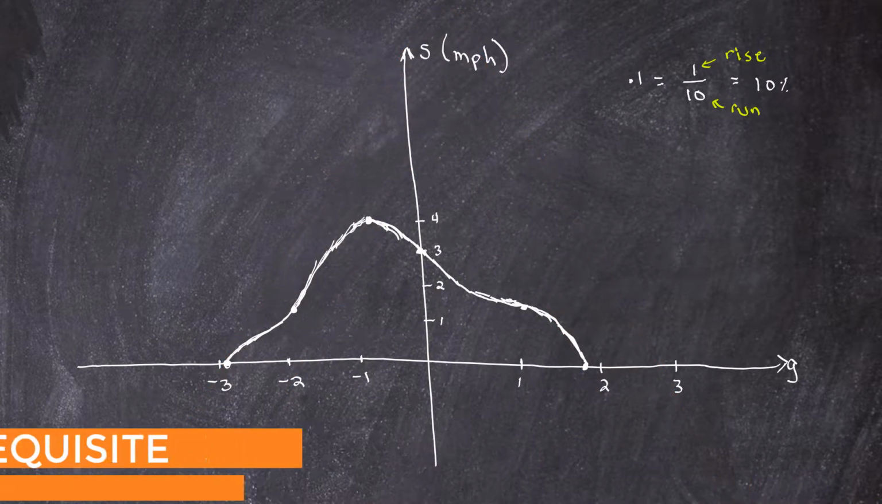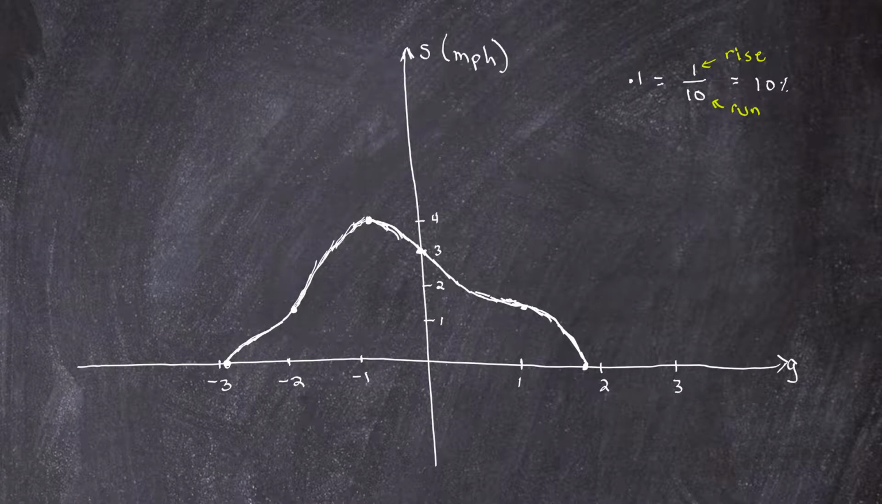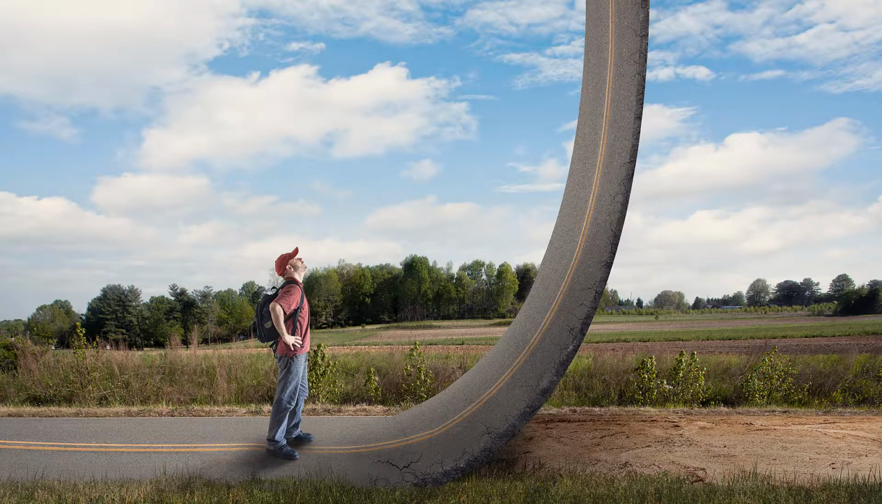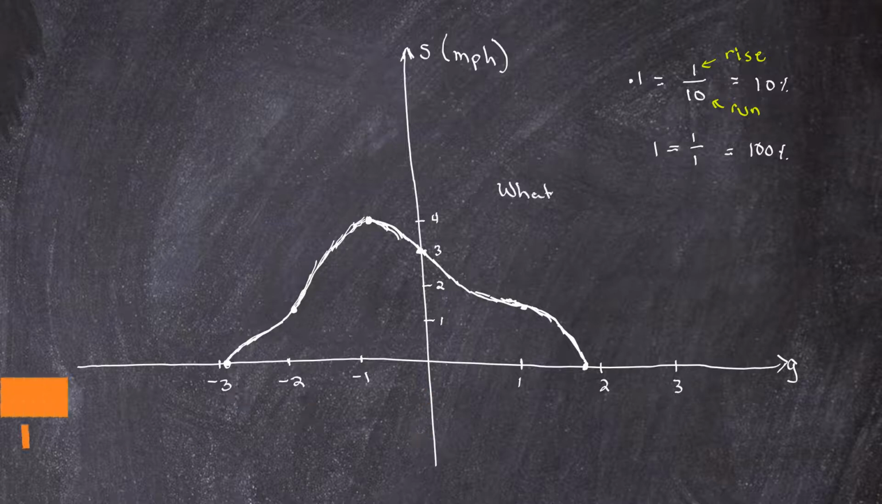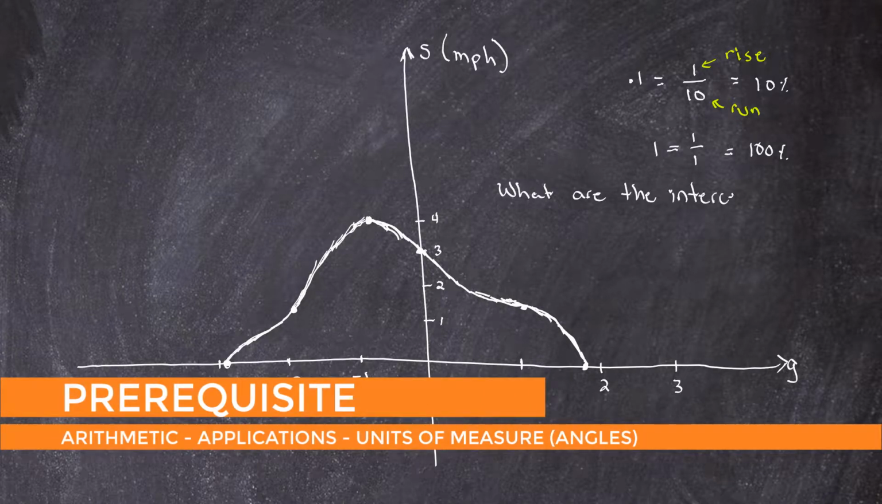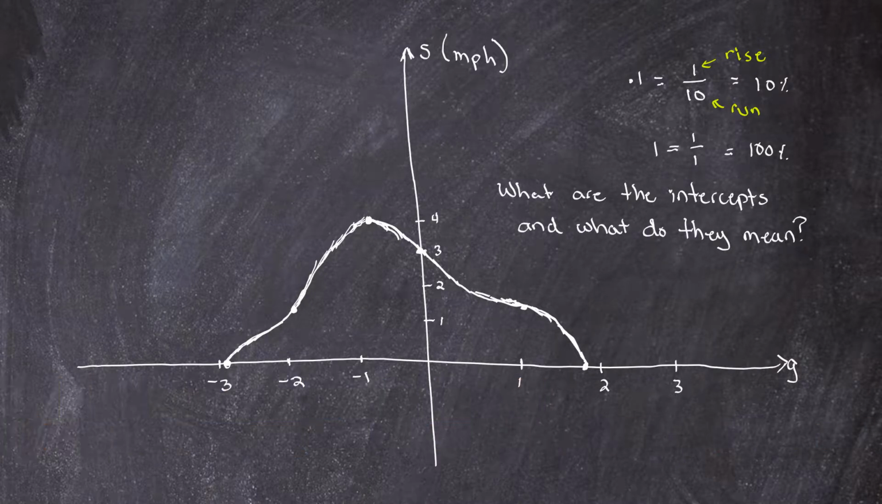Interestingly, a lot of people get confused when they hear of a road with a 100% grade. They think this is a vertical road, but it's not. 100% is just equal to, mathematically, 1. Thus, this represents a road with a slope of 1. That is, the road rises 1 foot for every 1 foot of travel. That's basically a 45-degree angle. Anyhow, what are the horizontal and vertical intercepts, and what do they mean in this situation?